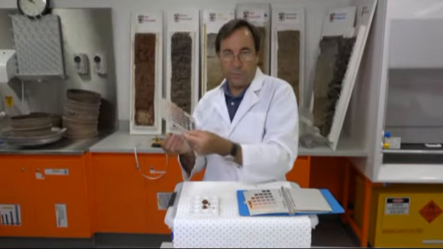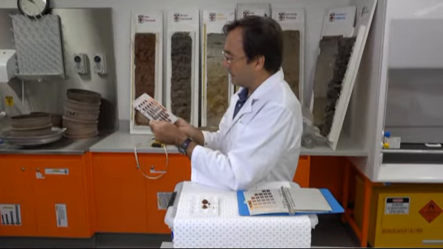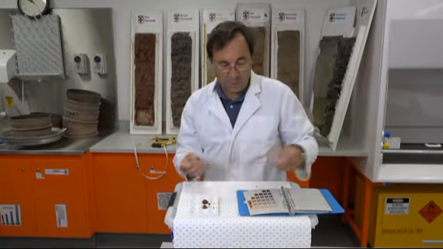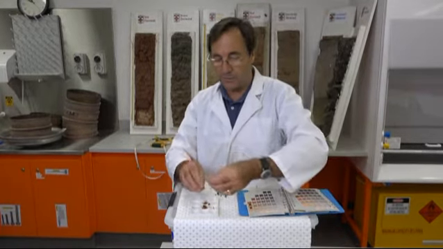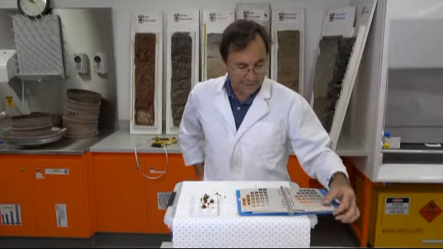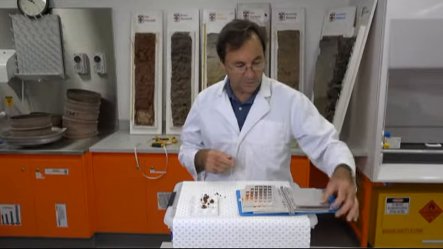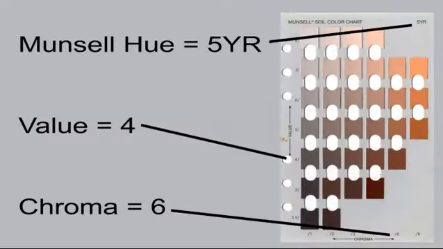So if you'd said 2.5YR 4/6, it looks like it's a pretty good match. Or if you'd said 5YR 4/6, it also looks like it's a pretty good match. So what does that colour tell us? Because we just said it was a 5YR 4/6 as the colour.